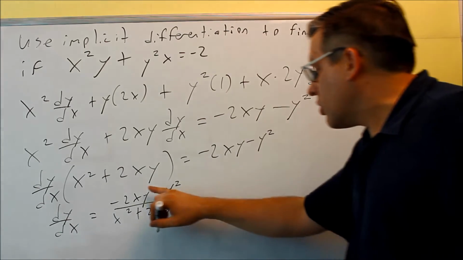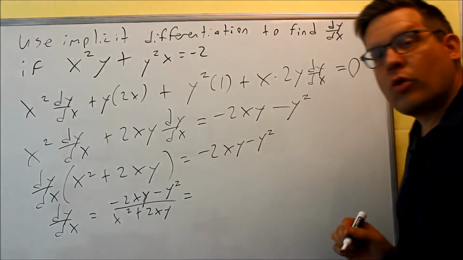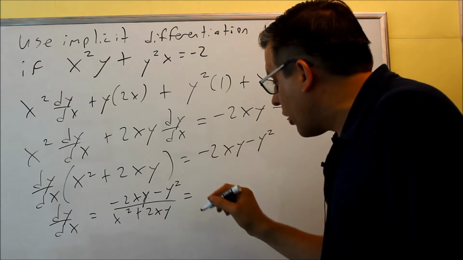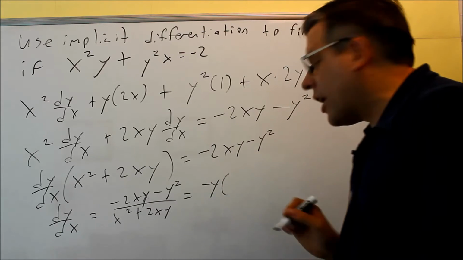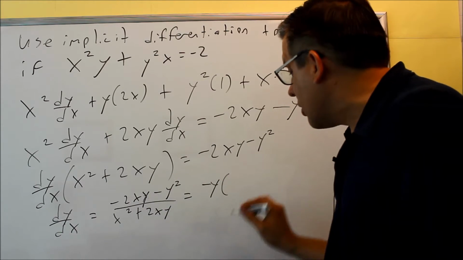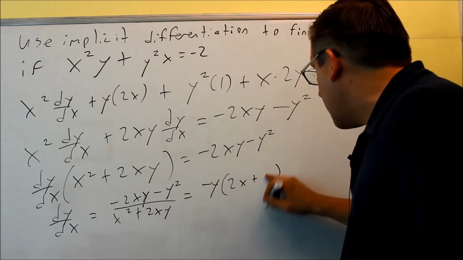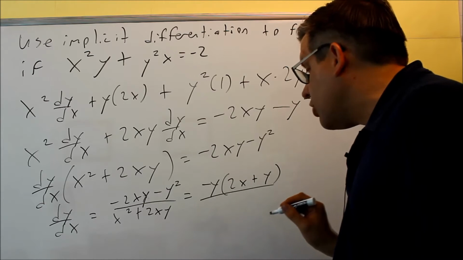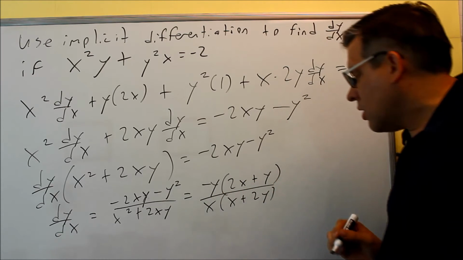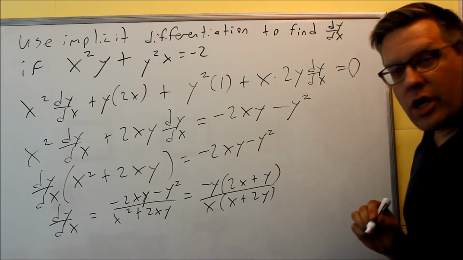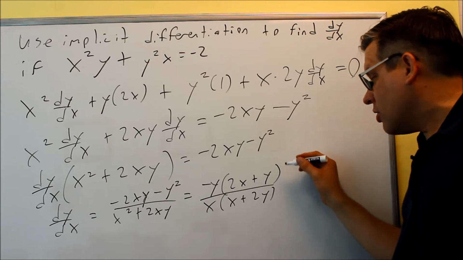You could leave your answer like that. Let's make this clear here. Or what you can do is you can leave it that way, or you can do some factoring. If you were to factor, you could pull out a negative y there if you wanted to, since that's common in each of those. To get positive 2x plus 1, or plus y rather, you could do that. And on the bottom, you could pull out an x and get x plus 2y. So again, either answer is okay.